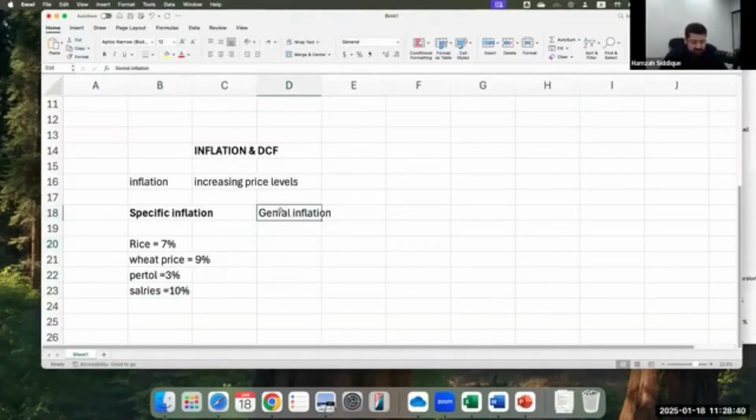General inflation is calculated by the government, normally by the central bank. It is weighted average inflation on various items, on a bucket of necessities of life, 6%, for example. So this is the average inflation in the economy, as experienced by a resident. So general inflation.